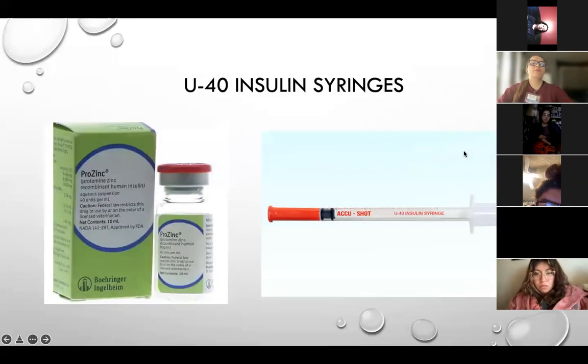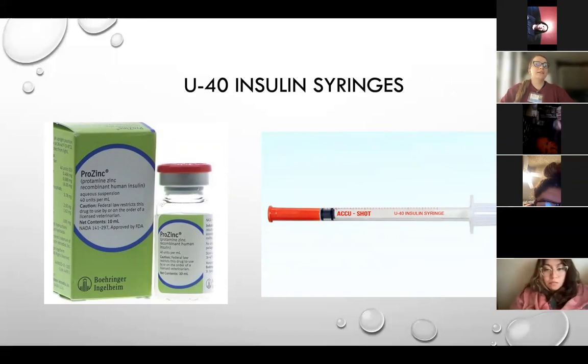Now, when we have our U40, this is primarily with Prozinc insulin, and Prozinc is actually a human insulin, but we do use it a lot in dogs. So you can see over on the bottle here, it says 40 units per ml, and it also says it down on the actual bottle, 40 units per ml. So that means it's a U40.